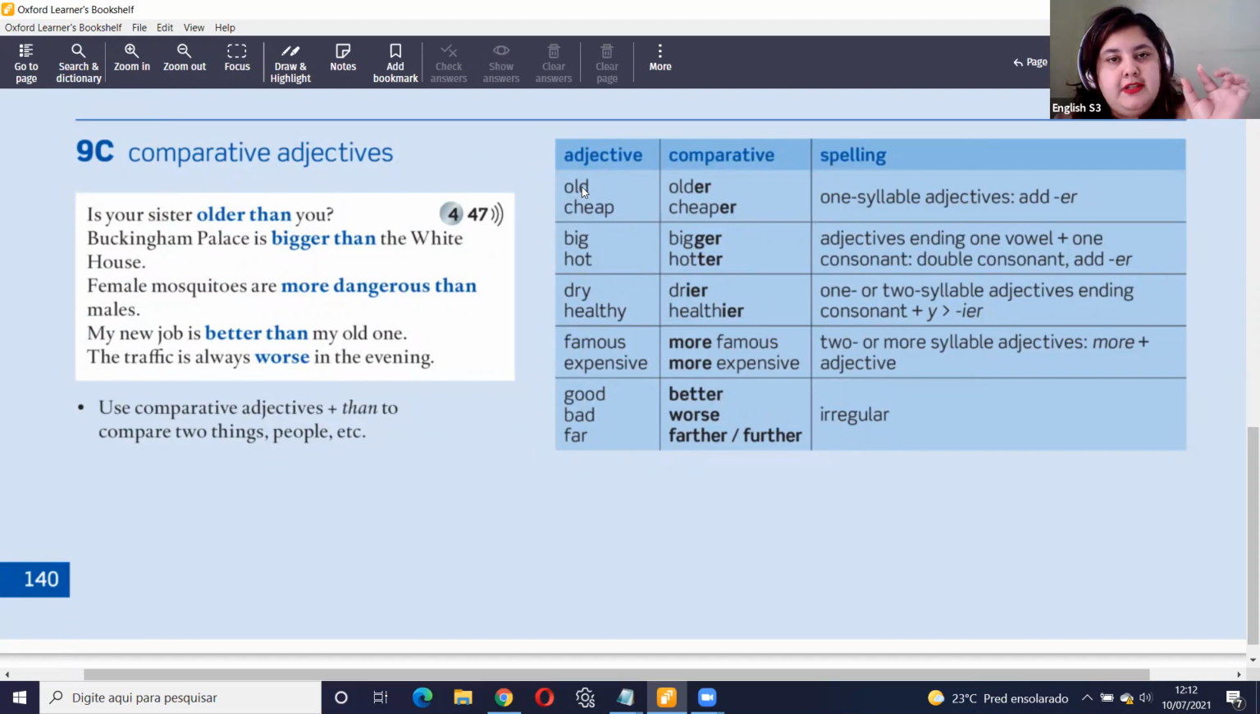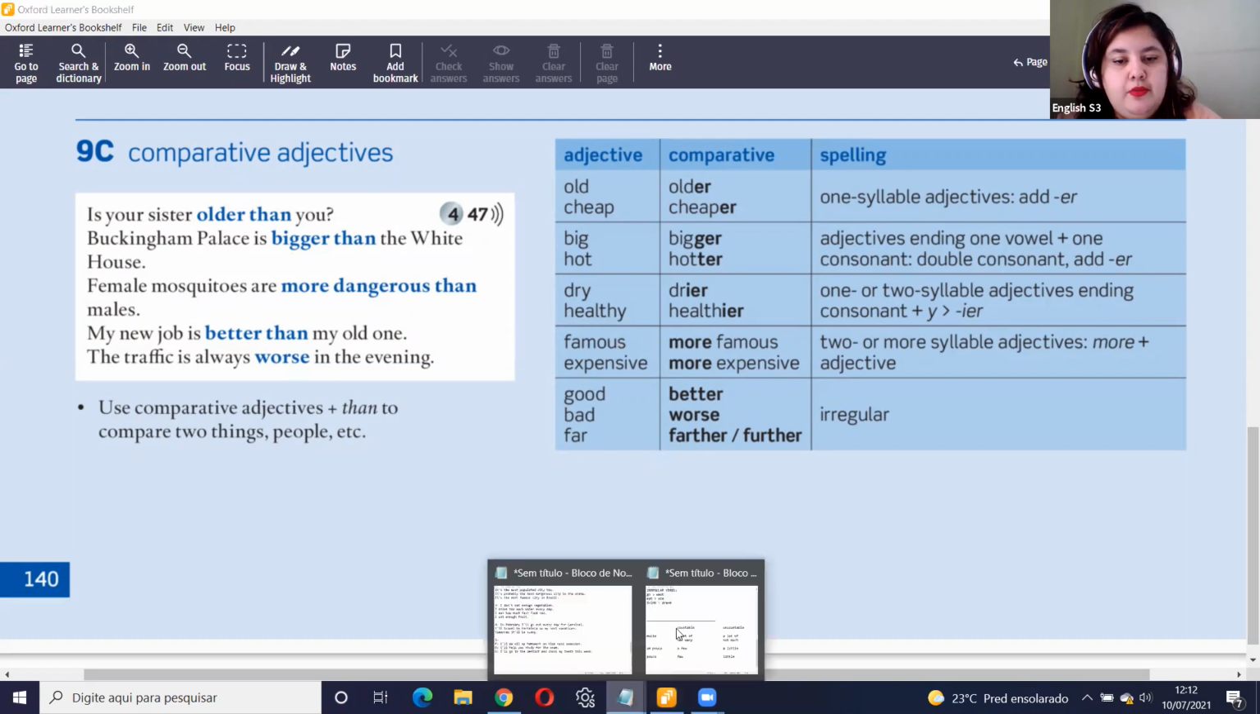Old is a short adjective, just 1 syllable. Cheap is a short adjective, just 1 syllable. But let's take a look. Famous. Famous is a long adjective. You have 2 syllables. Famous. Healthy is short because this Y is not a vowel. Então, não pode ser contado como uma outra sílaba completa.